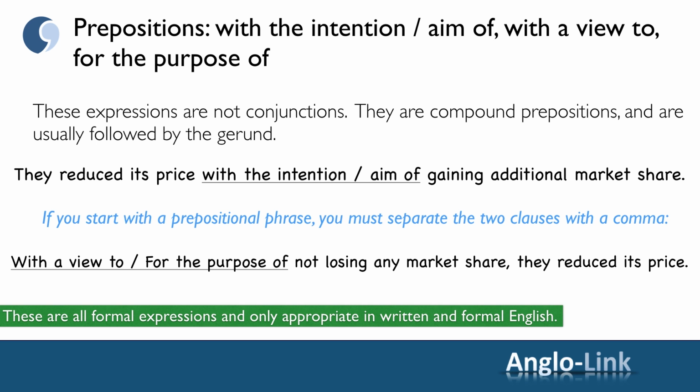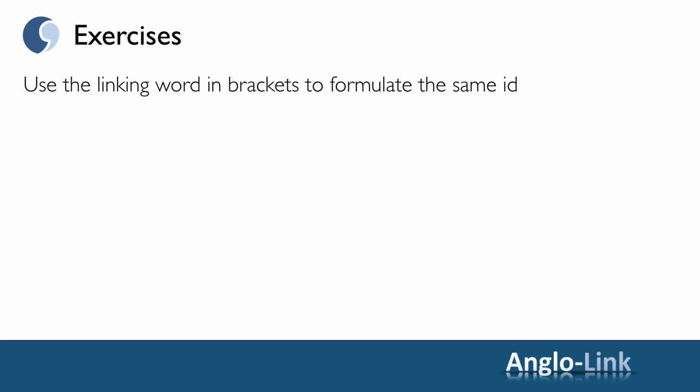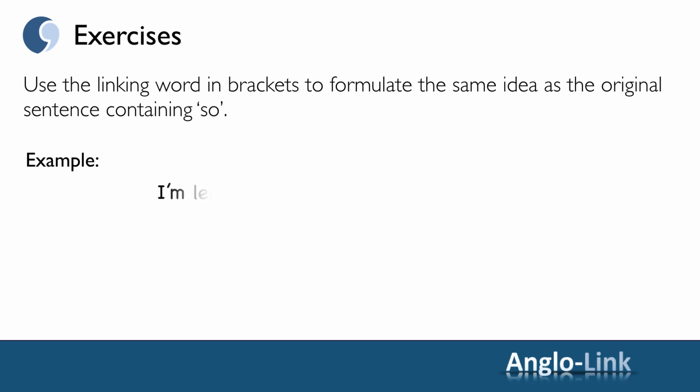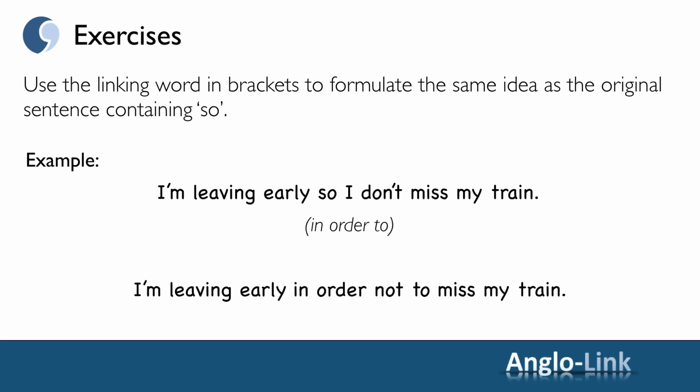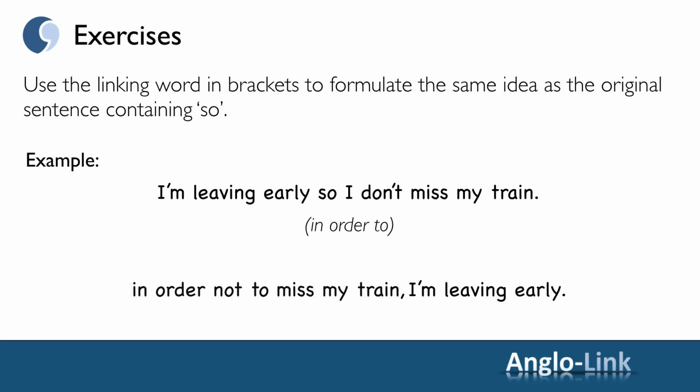Okay, that's the end of the lesson, and now let's do some exercises. Use the linking word in brackets to formulate the same idea as the original sentence containing so. For example, I'm leaving early so I don't miss my train. In order to. I'm leaving early in order not to miss my train. Or, in order not to miss my train, I'm leaving early.